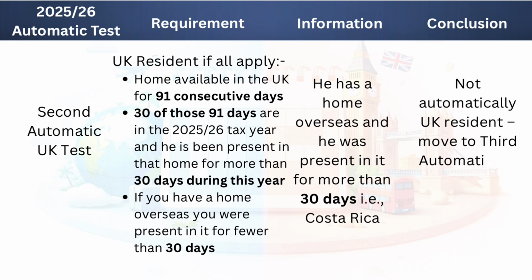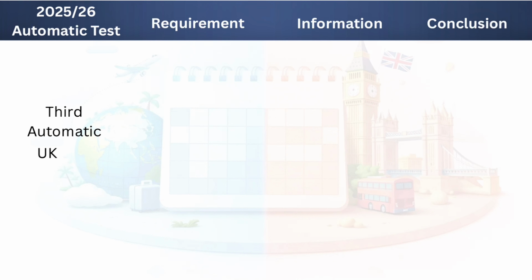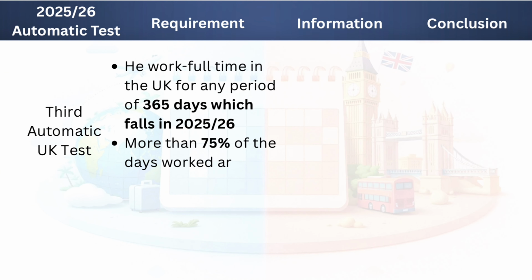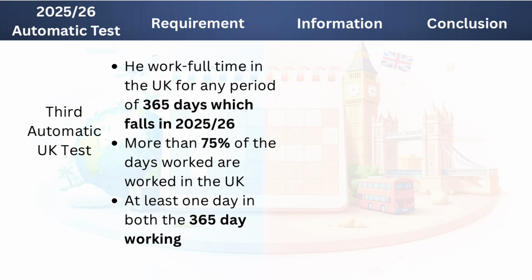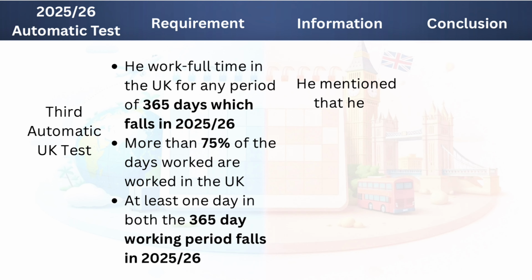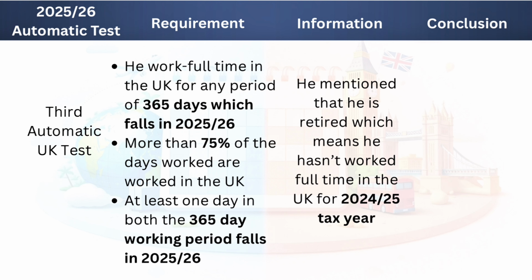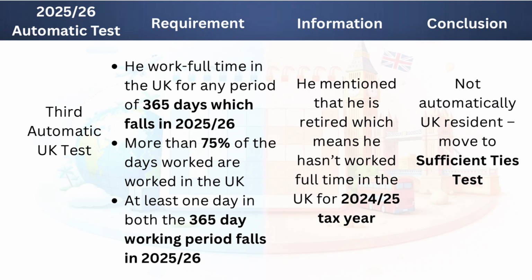Move to the third automatic UK test. The requirement is: he worked full time in the UK for any period of 365 days which falls in 2025-26, more than 75% of the days worked are worked in the UK, and at least one day in the 365 day working period falls in the 2025-26 tax year. The information we hold is that he mentioned he is retired, which means he hasn't worked full time in the UK for the 2024-25 tax year. The conclusion is not automatically UK resident.